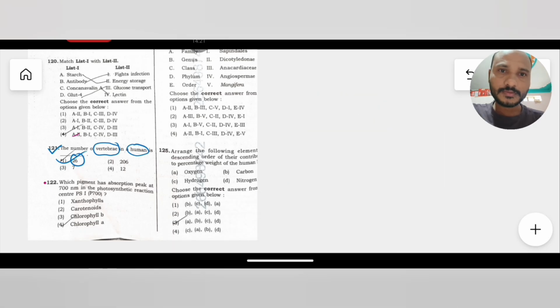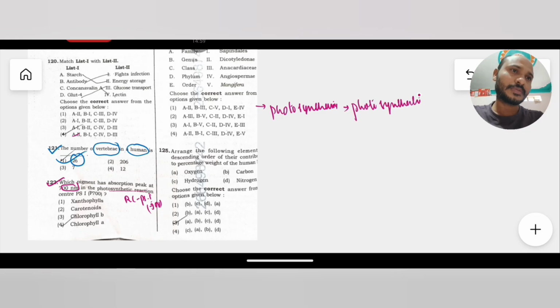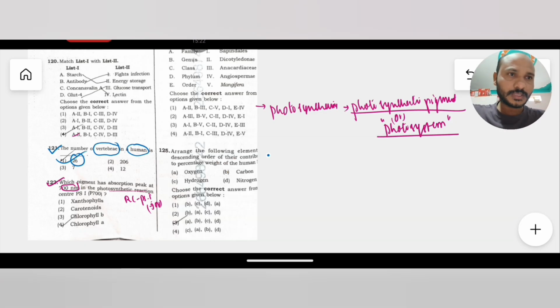Next, 121: which pigment has an absorption peak at 700 nanometers in the photosynthetic reaction center? That is the reaction center of PS I. Options are xanthophyll, carotenoids, chlorophyll B, and chlorophyll A. Let's discuss. Questions framed from photosynthesis completely focus on photosynthetic pigments. Photosynthetic pigments together form a photosystem, so let's discuss what exactly a photosystem is and where it is present.